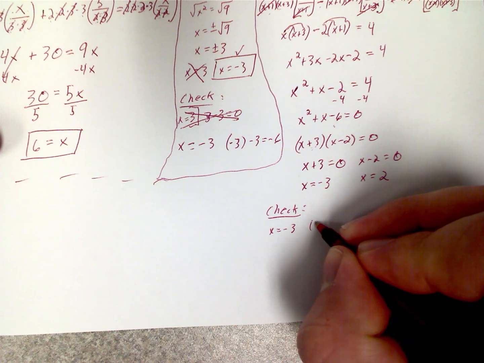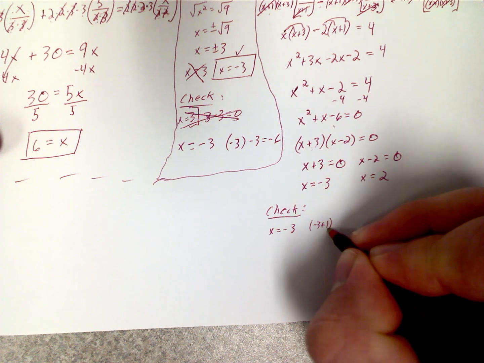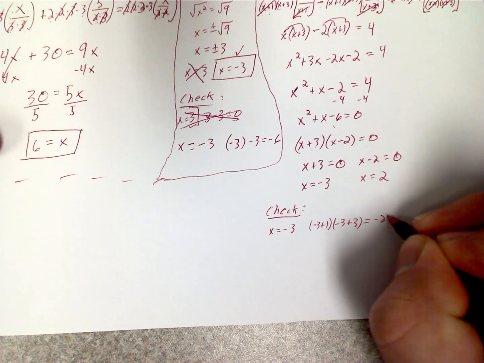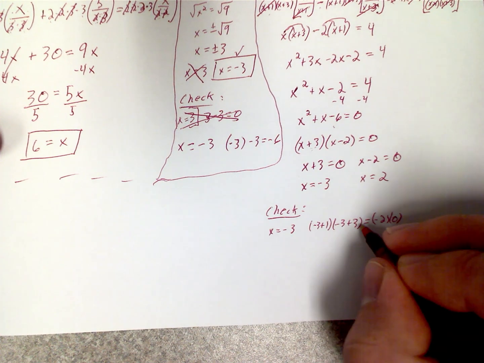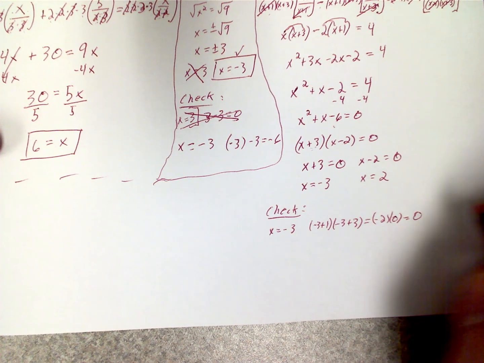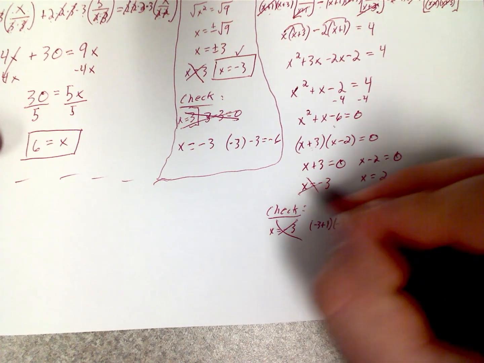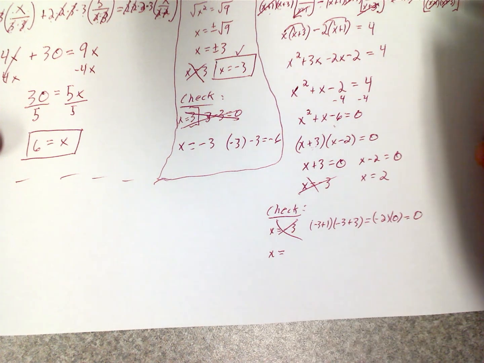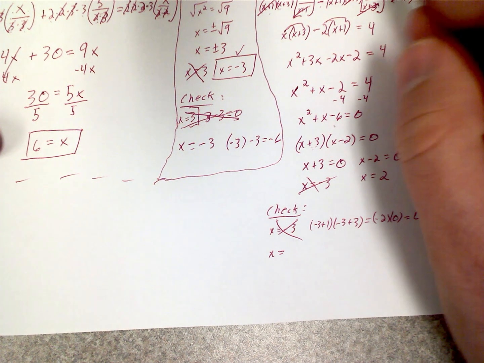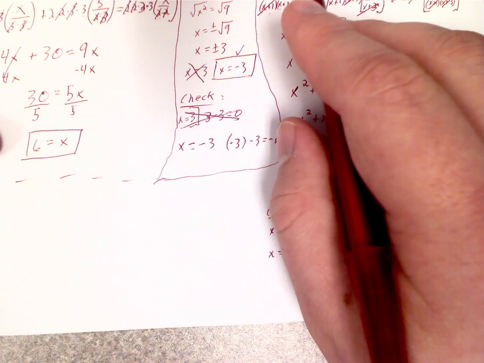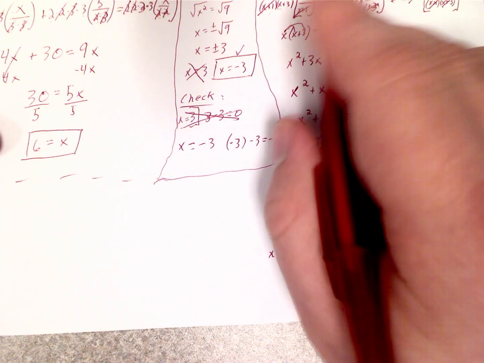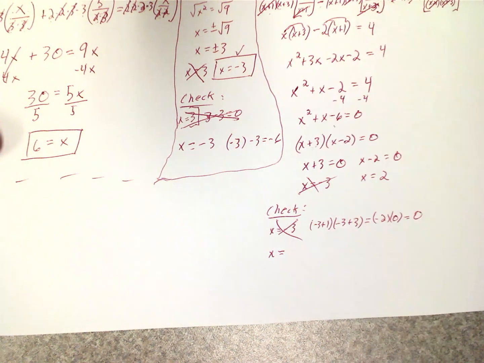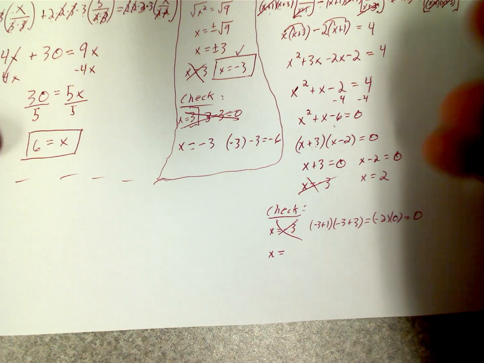And does negative 3 plus 1 or negative 3 plus 3 equal 0? Well, we get negative 2 times 0. Negative 3 plus 3 is 0, and then equals 0. So x equals negative 3 is not a solution because it made a denominator 0. So again, it made something in a denominator 0, right? So made at least one of them 0, one factor, which should make the whole denominator 0.